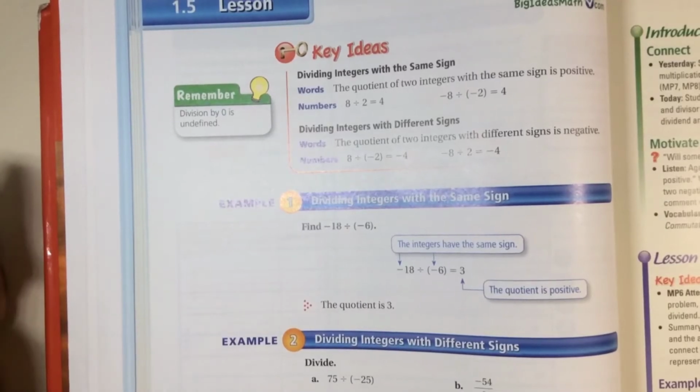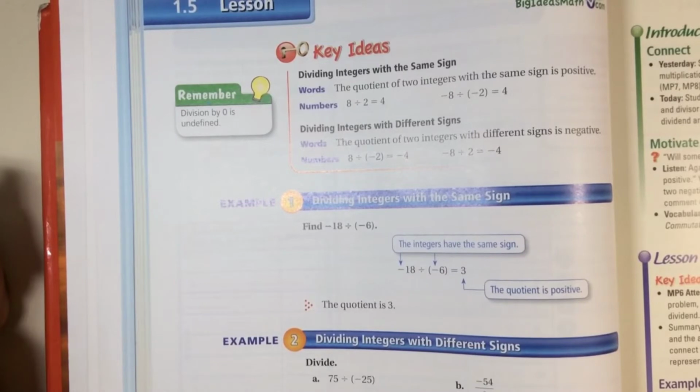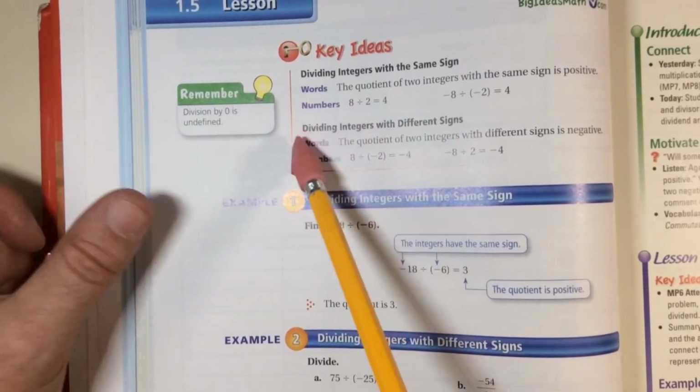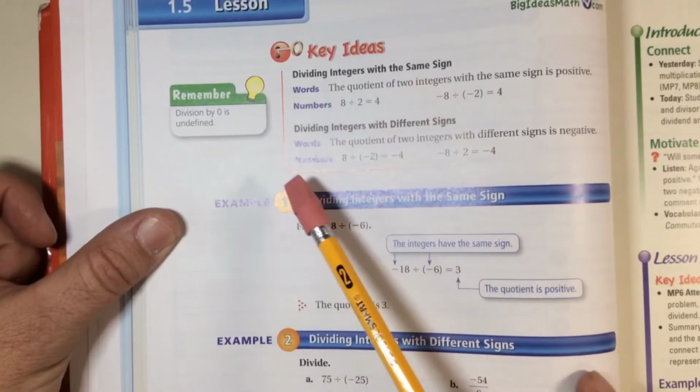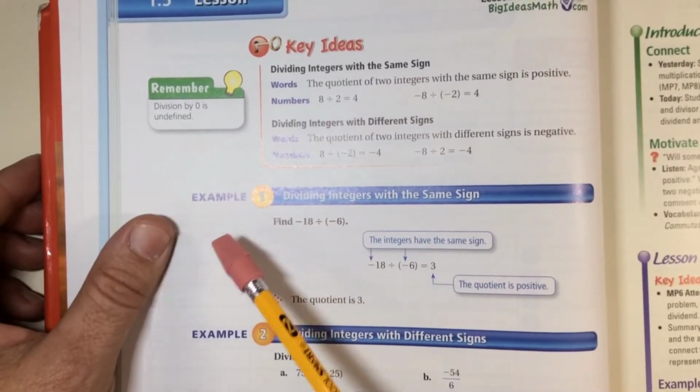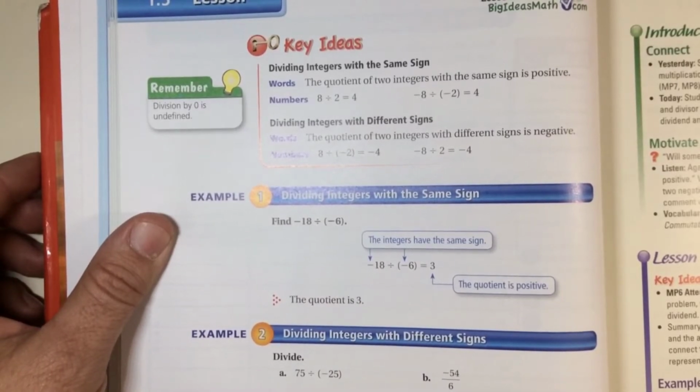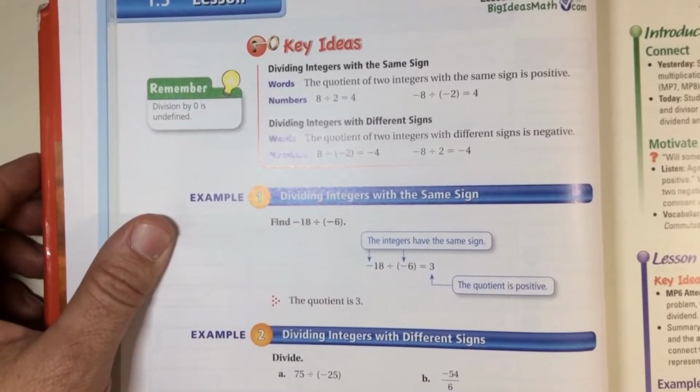Hey, this is lesson 1.5, which is on page 30 in your textbook. And this is just dividing integers. And we just did multiplying integers with the last lesson. This is the same rule. Of course, you're dividing instead of multiplying, though.